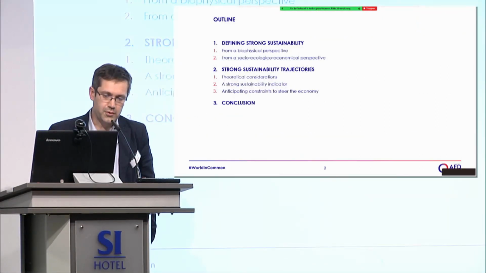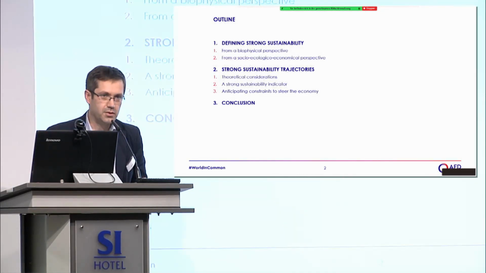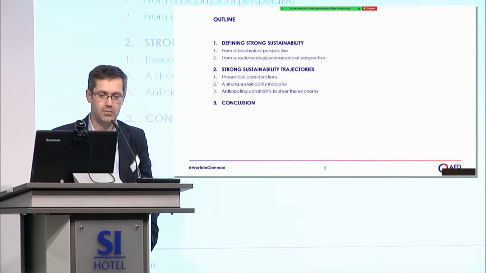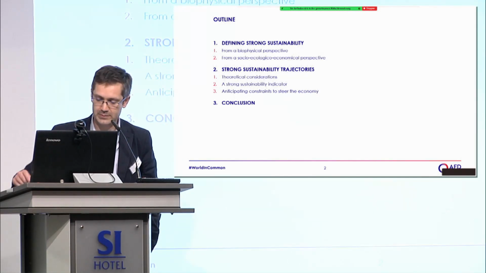So first I'll try to broaden the definition of strong sustainability. I will come from a biophysical perspective and then extend it to a more socio-ecological, economic perspective. Then I will talk a bit more about strong sustainability trajectories. I will have a bit of theoretical consideration, and I'll move on to indicators and then trying to anticipate the constraints to steer the economy, and I'll conclude finally.